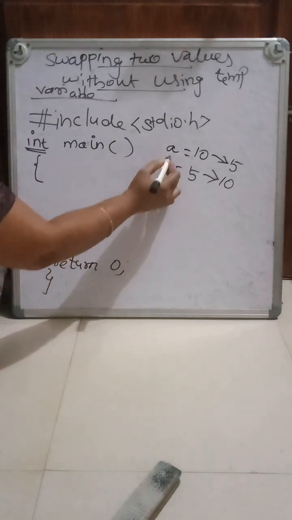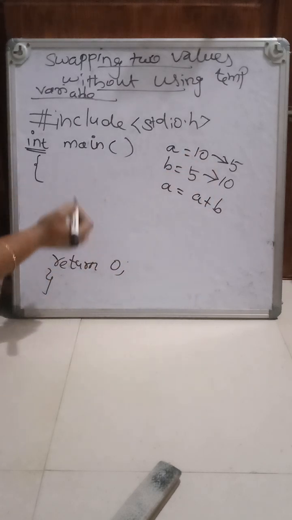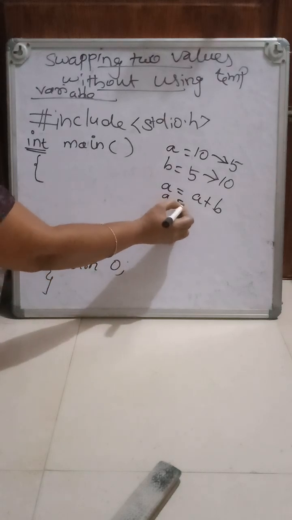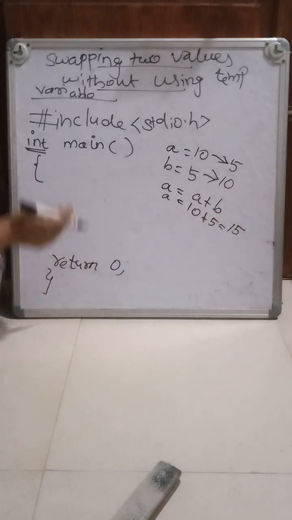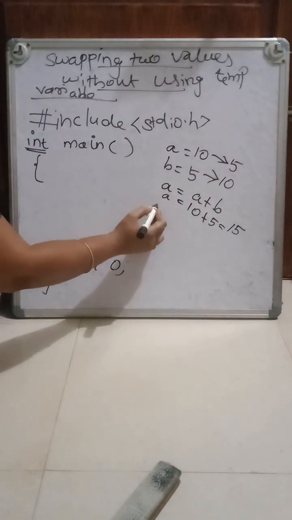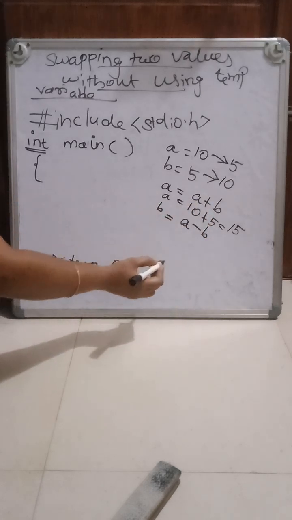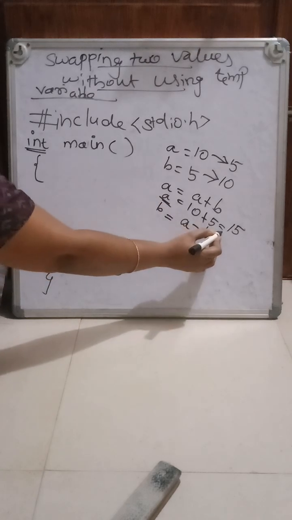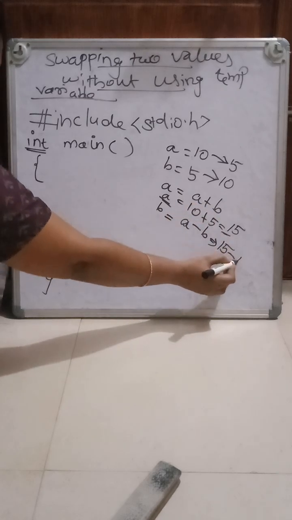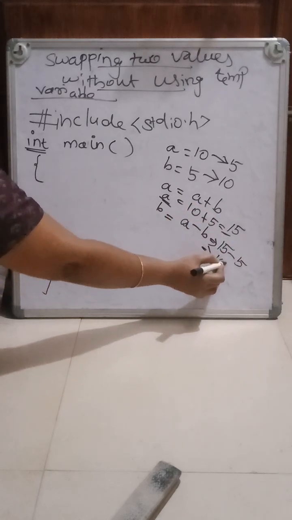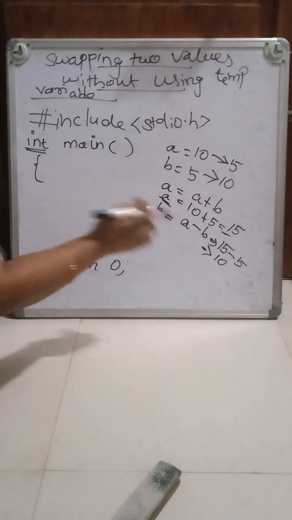For example, I am going to first do a is equal to a plus b. What am I doing here? The value of a becomes 10 plus 5, which is equal to 15. Now the value of a is 15. Now the value of b becomes a minus b, where the value of a is 15. So 15 minus the value of b, which is already 5, gives 10. So now I have swapped the value of b to 10.